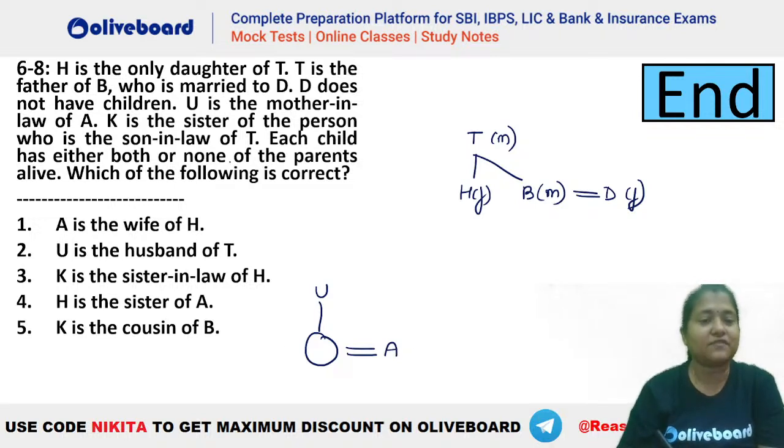K is the sister of the person who is the son-in-law of T. Okay, so son-in-law of T. Now here you can see that the son-in-law is possible only if H is married to somebody, because H is the only daughter of T. So K is the sister of the person who is the son-in-law of T, will be something like this, right? So you can see K is the sister of the son-in-law of T, will be like this.